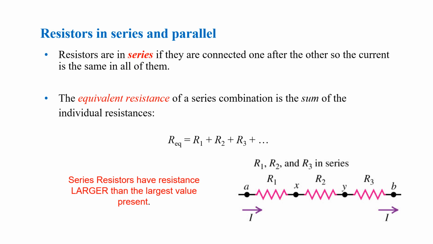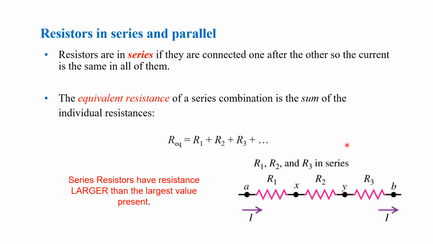Resistors are in series if they're connected one after the other, so the current is the same in all of them. In this figure, these are resistors in series. You have three resistors, R1, R2, and R3, and as you see, they are connected in one line. Resistors are in series if the current can flow in only one direction. The equivalent resistance of a series combination is the sum of the individual resistances. That is, R equivalent is equal to R1 plus R2 plus R3, and so on.